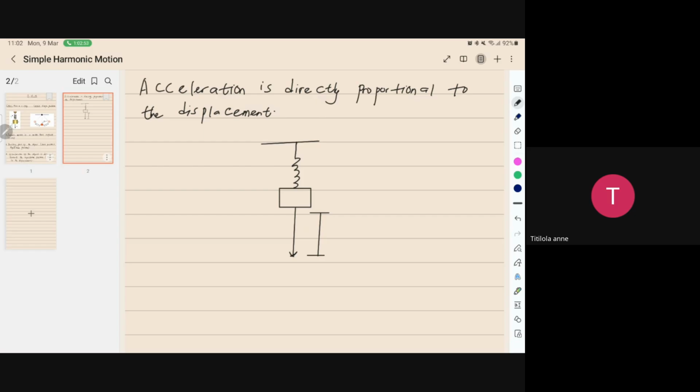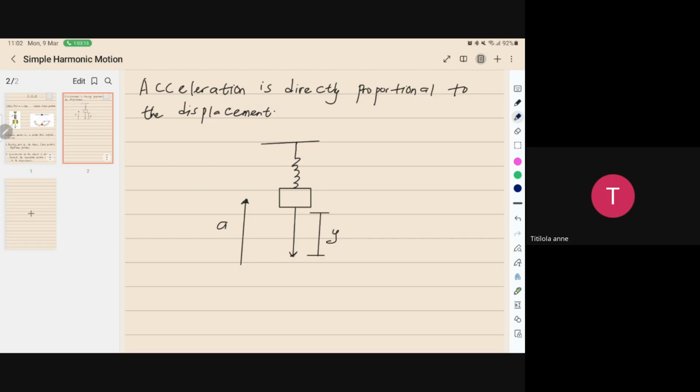So now, the acceleration is going to go the other way around. You have your acceleration pointing upwards this way, right? So this is the displacement in the y direction. So now, the further I pull this, the more it accelerates.